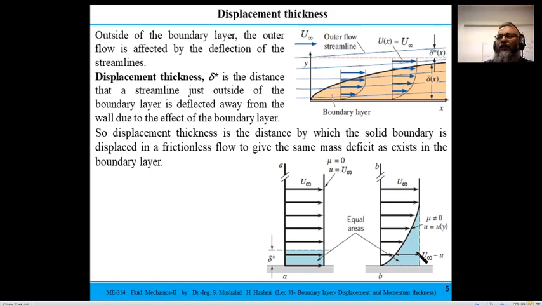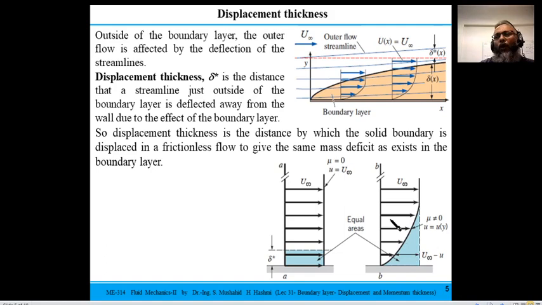And once you have this velocity, the deficit of the velocity would be: the total velocity is u infinity, and here at that particular y, your velocity is u. So this difference is u infinity minus u. As we move in the y direction, this distance is decreasing, changing as y is changing.